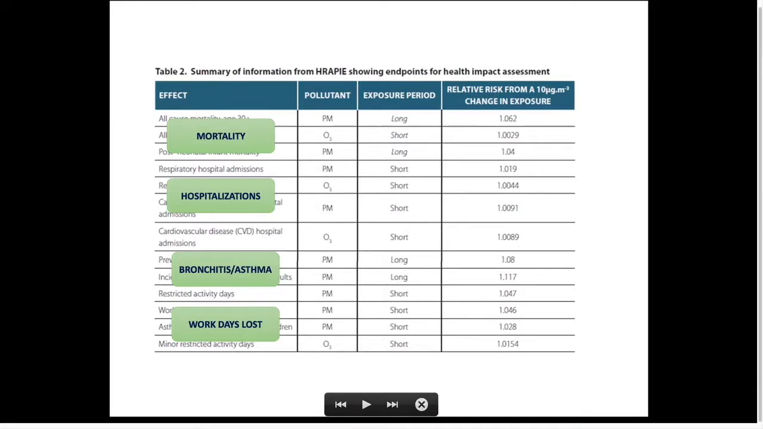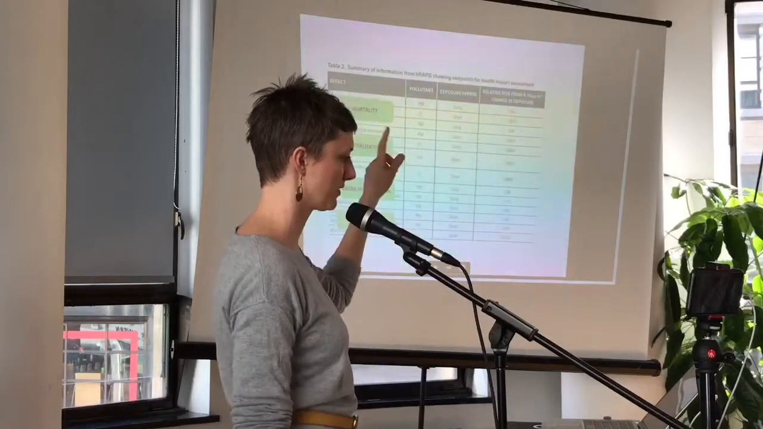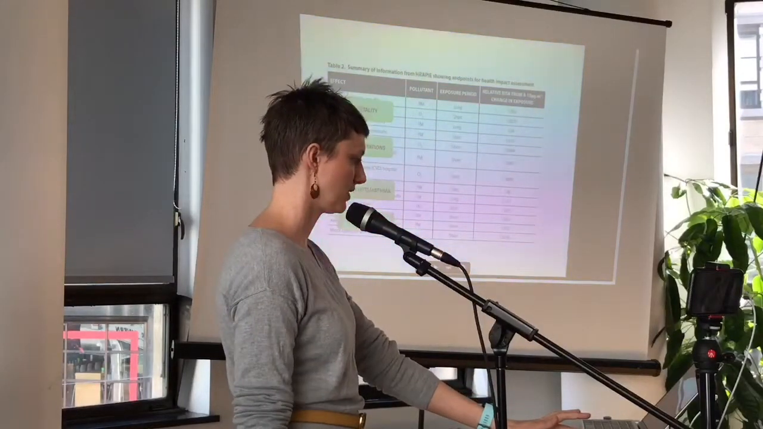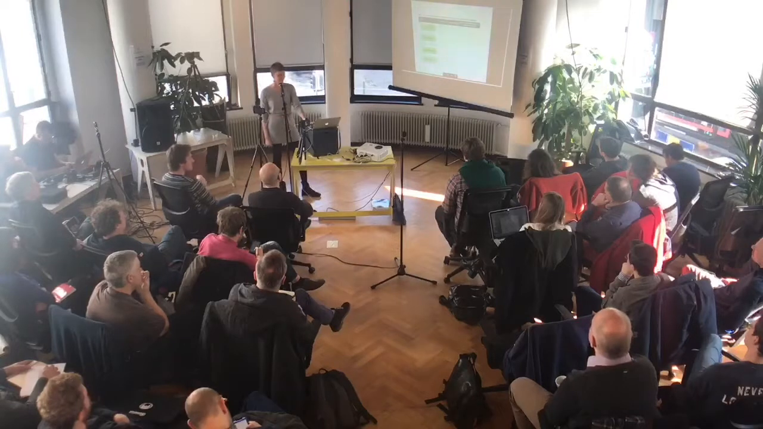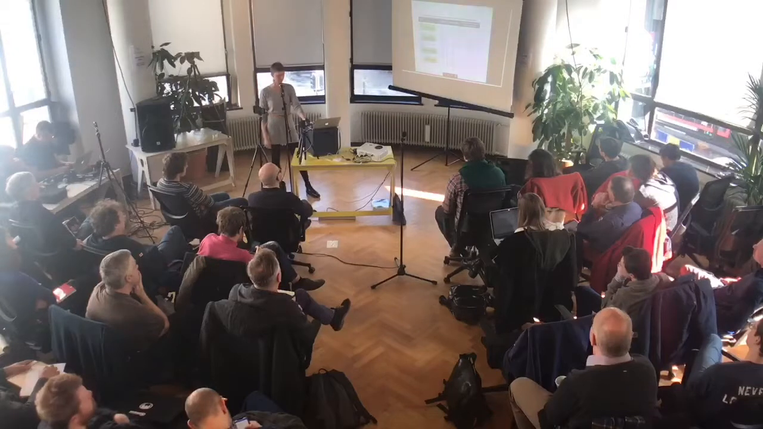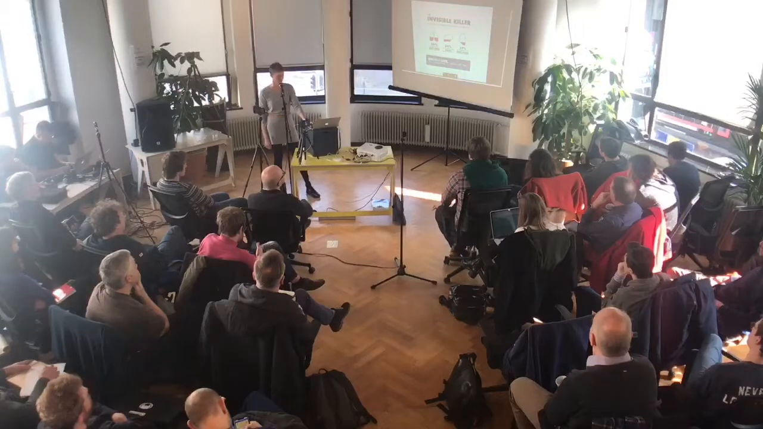Relative risk means that for each 10 microgram increase, you get an additional risk. So 1.062 in the first line means a 6.2% increase in all-cause mortality, age 30 plus, I think. So you can interpret this kind of data and maybe even use it in your calculations.